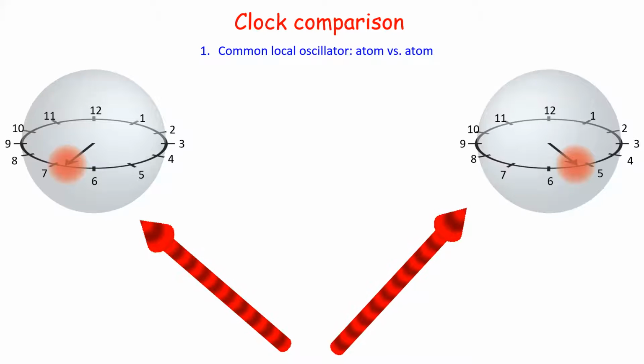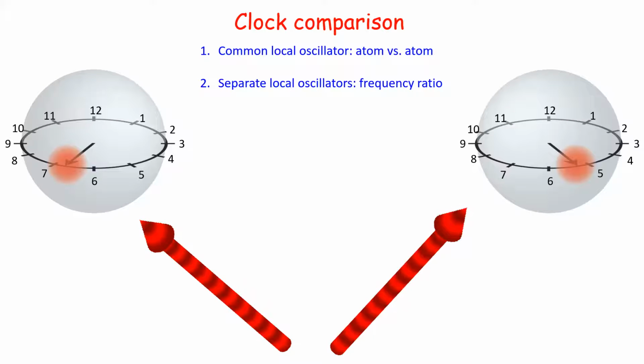On the other hand, not all clock comparisons are done by using atom against atom. In fact, the real atomic clock people compare where you do not share the local oscillators together. They have separate local oscillators, and in that case, we often compare a frequency ratio. And I'll give you a couple of examples of technique 2 first, and then tell you about technique 1.